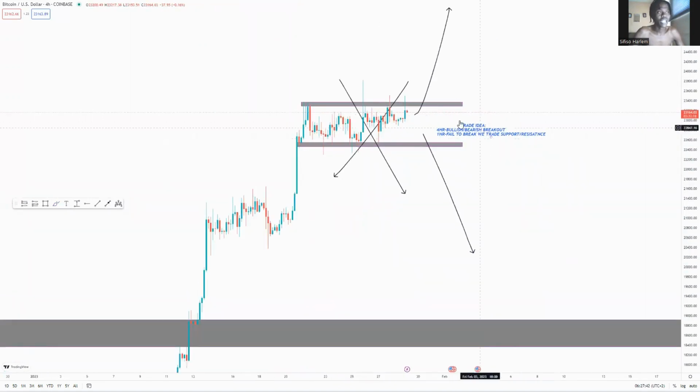Like I said on my trade idea, we're looking for a bullish or bearish breakout. Fail to break, we trade support and resistance. And I also think we have enough zone, enough range here, which is like an 820 or 825 move to the upside and to the downside, in this same zone. So on Bitcoin, I'm looking for a bullish breakout or bearish breakout, or I will trade support and resistance as long as price doesn't break out.